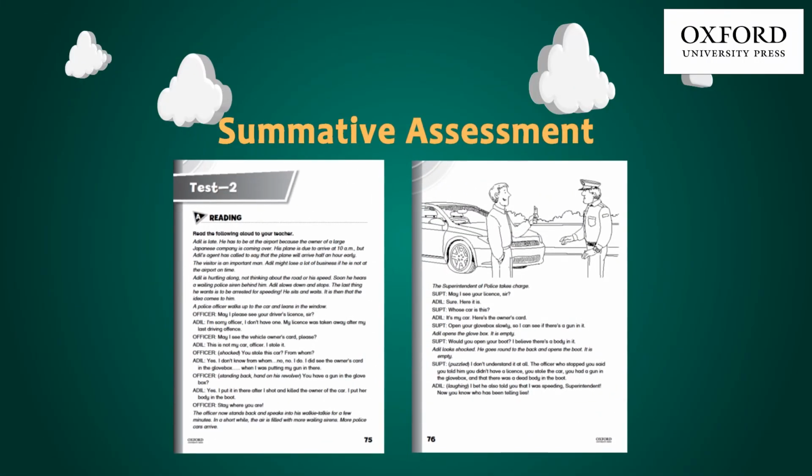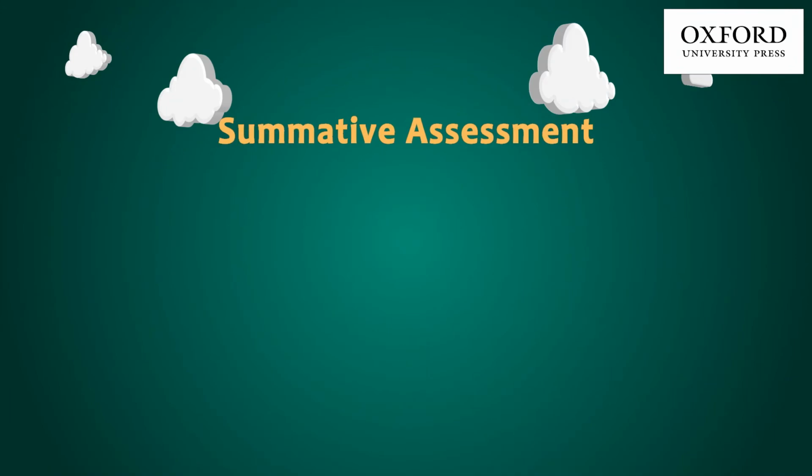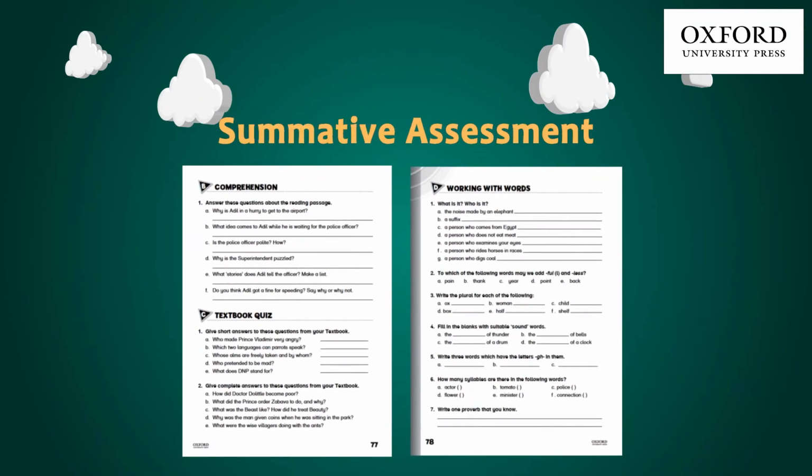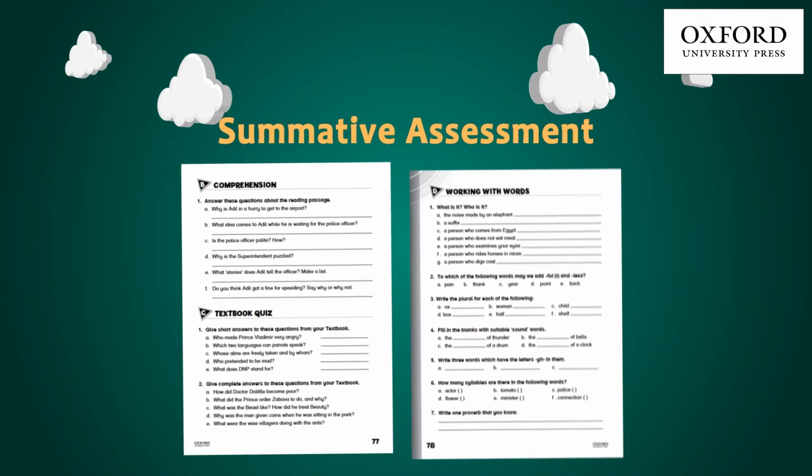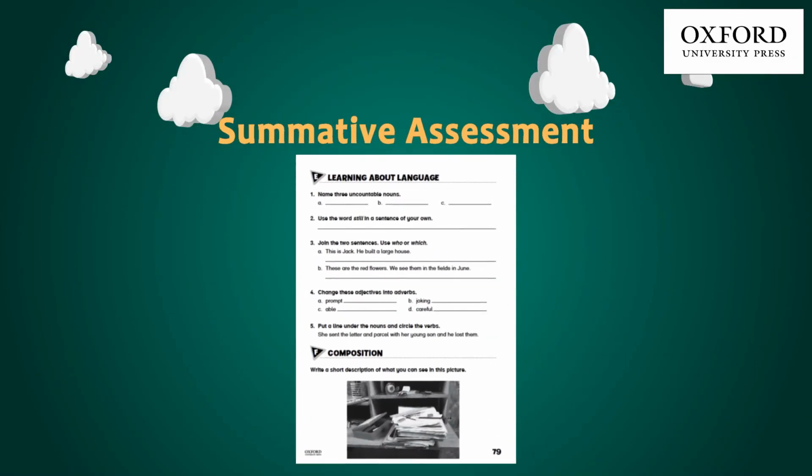Let's take a look at the summative assessment given in the workbook. These summative assessments follow the pattern given in the book. So there is unseen comprehension, then followed by questions. Then there's a textbook quiz, working with words, learning about language, and then a composition section to assess their creative writing skills.